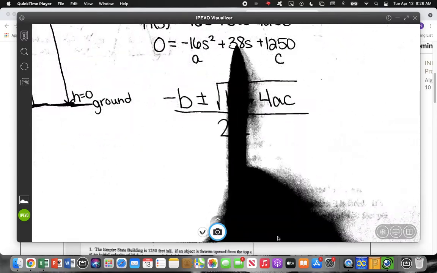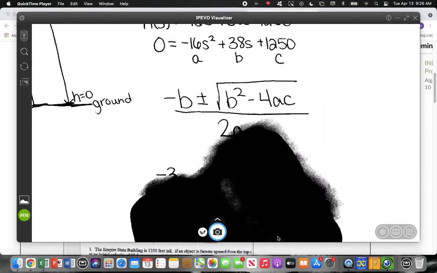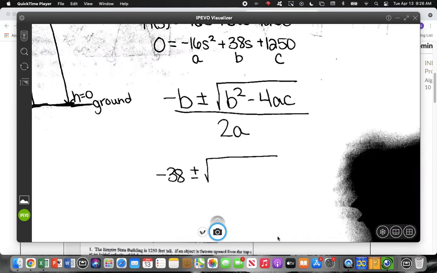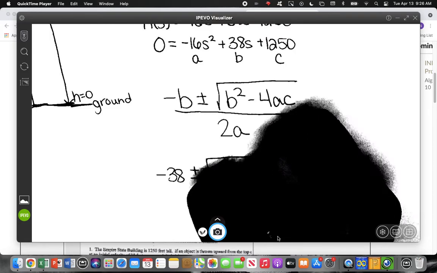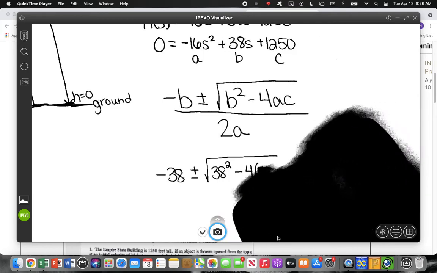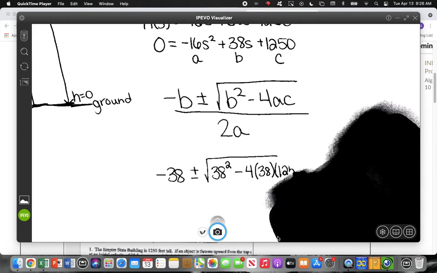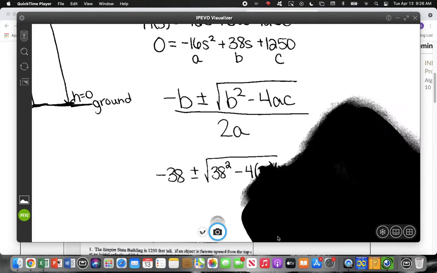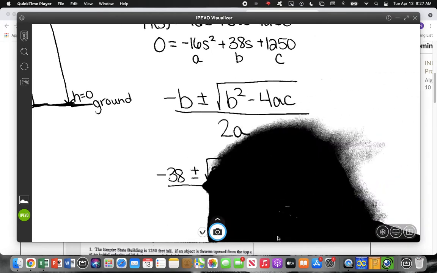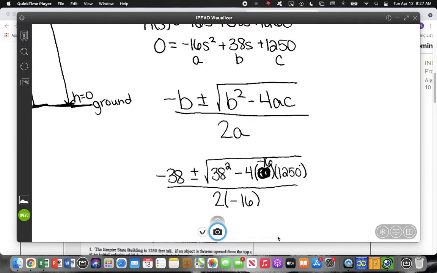If B is positive 38, what goes in here for the opposite of B? Negative 38 plus or minus. Now, inside the square root, we are going to do 38 squared and then negative 4 times 38 times C, which is 1,250. Oh, and I did A, sorry, negative 16. I plugged in the wrong number. All right, and then the bottom, 2 times A, 2 times negative 16.